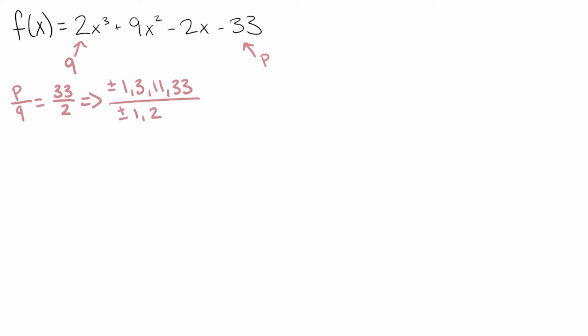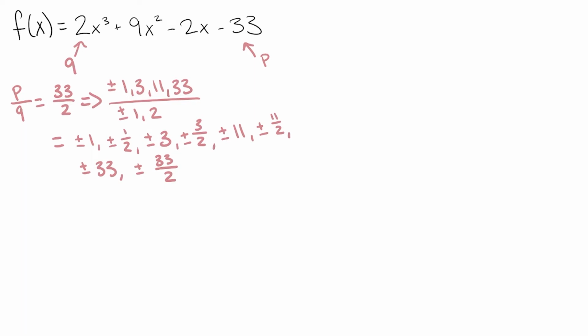So now let's figure out all of our potential values. So first, with our 1, we'll have positive and negative 1 and positive and negative 1/2. Then if we look at our 3, we'll have positive and negative 3 and positive and negative 3/2. Our 11 will give us positive and negative 11, positive and negative 11/2, and 33 gives us positive and negative 33, and positive and negative 33/2. So it's possible that we may have to touch on every single one of these values to find our rational root. So let's start working our way through, starting with x equals positive 1.